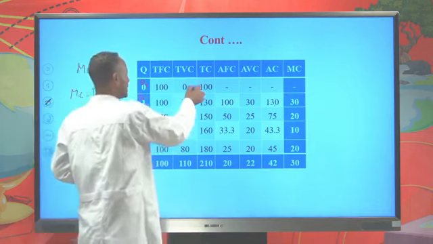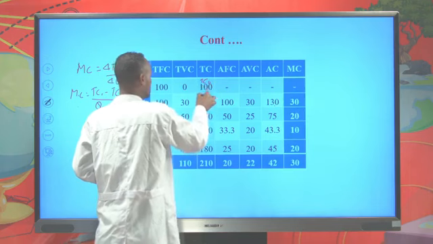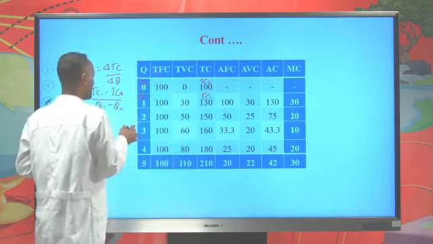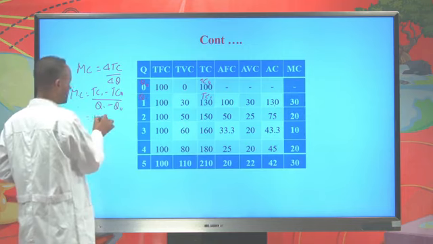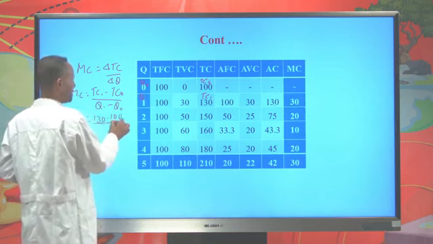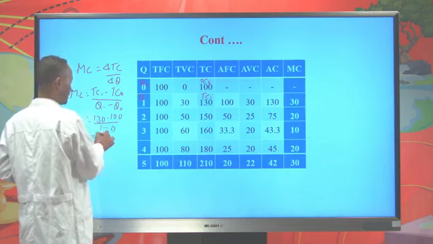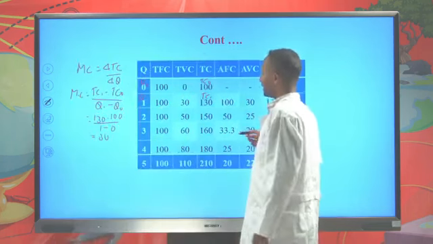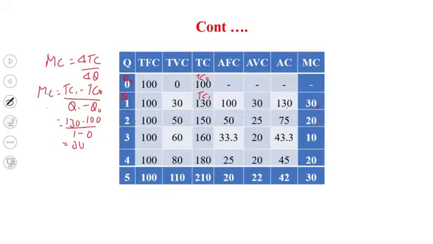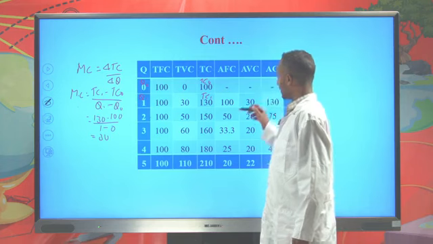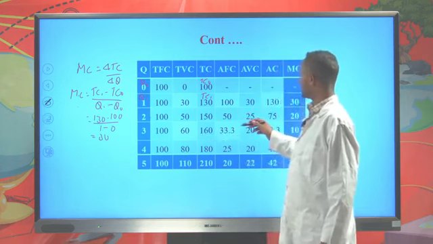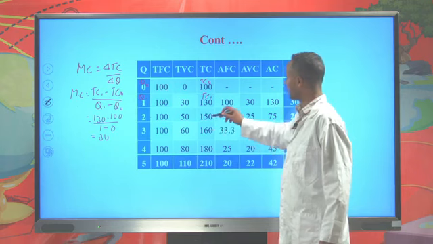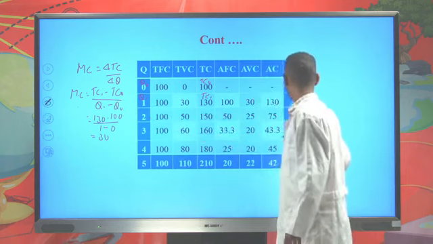And let's take this 100 as TC initial and this 130 as TC final. Then the marginal cost of production will be 130 minus 100 divided by 1 minus 0, which is 30. So the marginal cost of producing 1 unit of a commodity is 30. Similarly, the marginal cost of producing 2 units of a commodity is 150 minus 130 divided by 2 minus 1, which is 20. And the marginal cost of producing 3 units of a commodity is the change in TC, which is 160 minus 150 divided by 3 minus 2, which is 10.